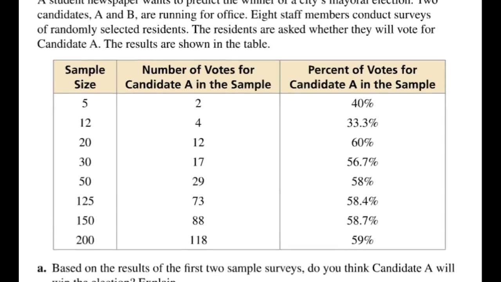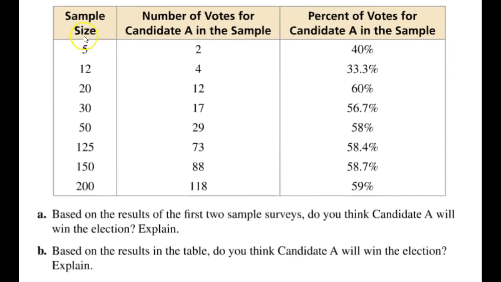So I've got my sample size, right, because I'm dealing with different sample sizes and a different number of people voting for candidate A. Then we've also found the percentage by just dividing the number of votes by the sample size. And we can see that the larger the sample size gets, the closer my data gets together. And that's true for all data. That's why we like very large sample sizes.